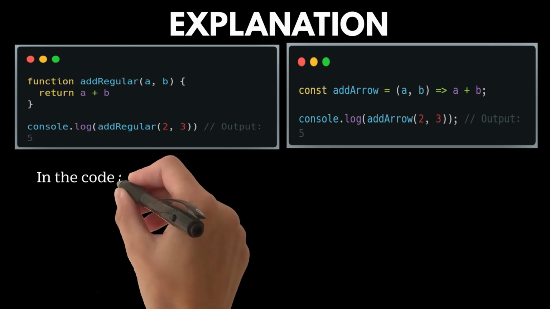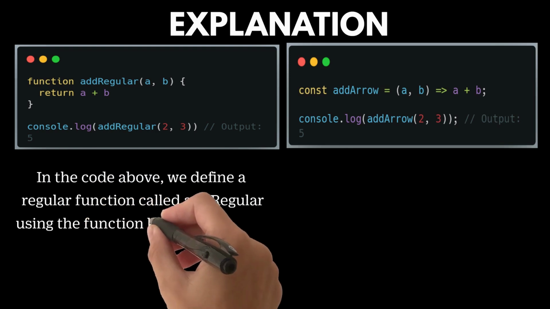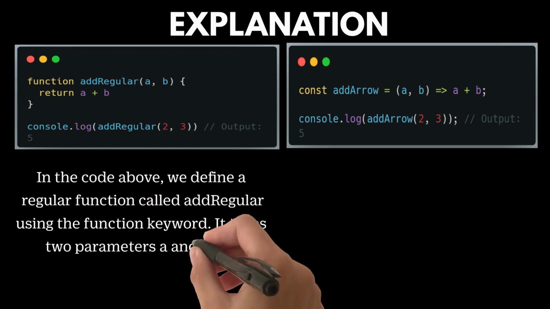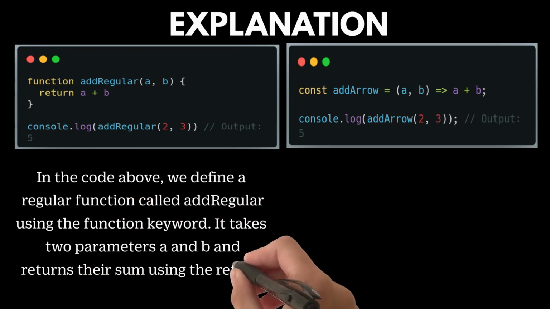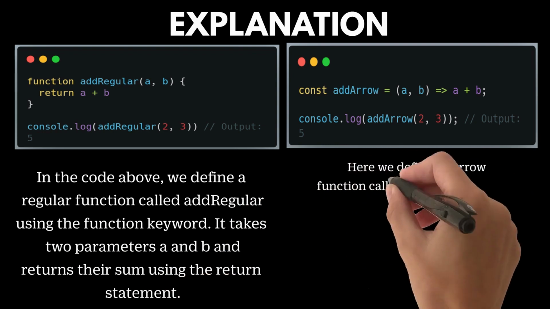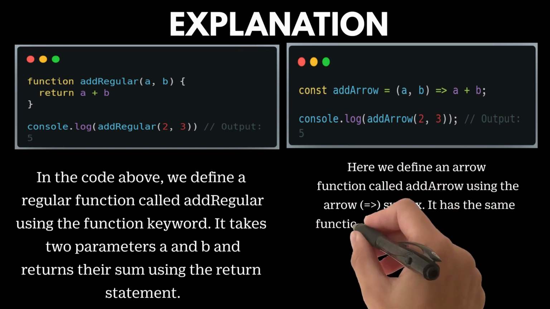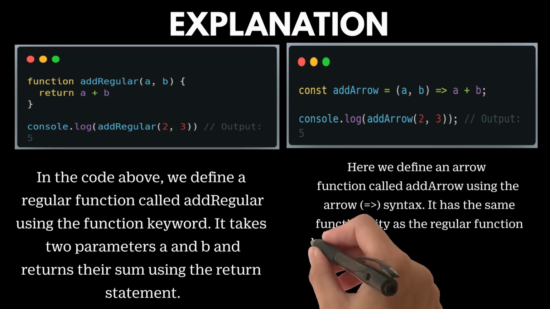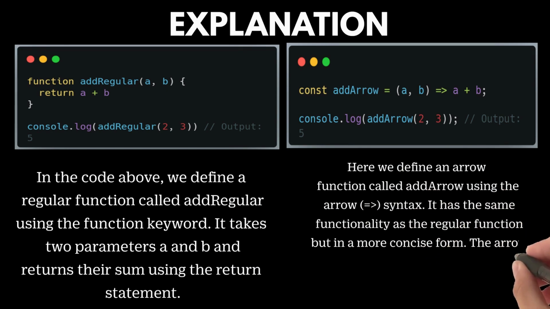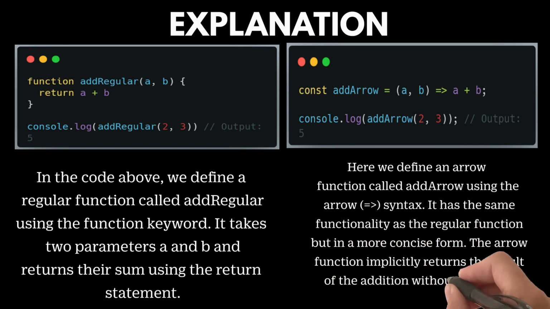In the code above, we define a regular function called addRegular using the function keyword. It takes two parameters a and b and returns their sum using the return statement. Here we define an arrow function called addArrow using the arrow => syntax. It has the same functionality as the regular function but in a more concise form. The arrow function implicitly returns the result of the addition without using the return keyword.